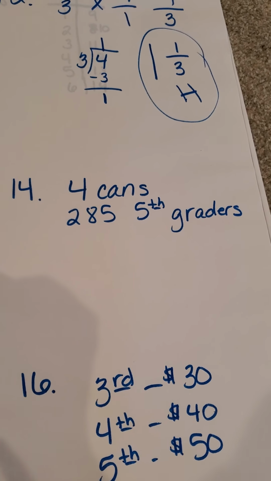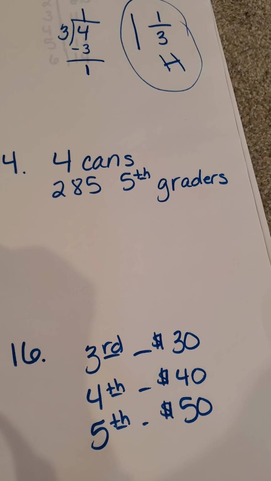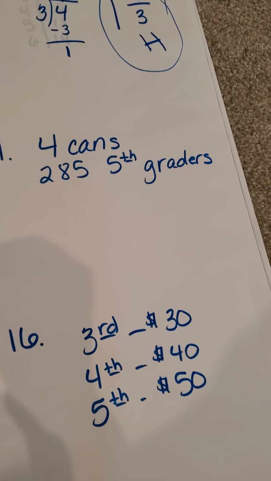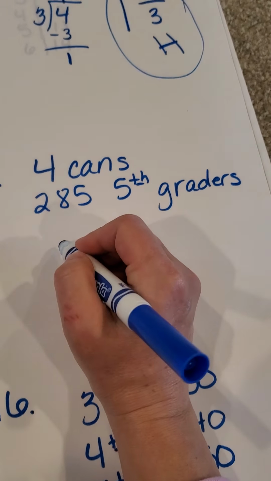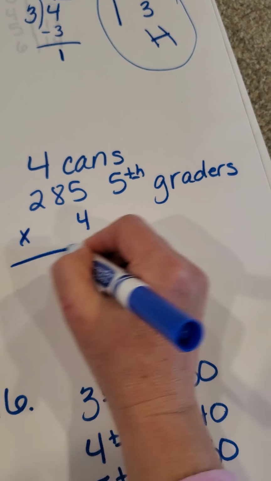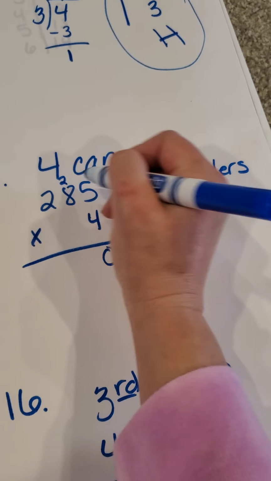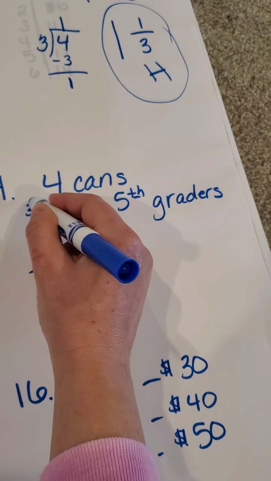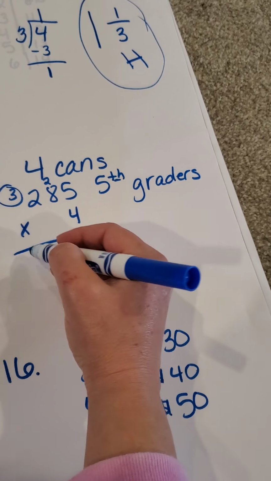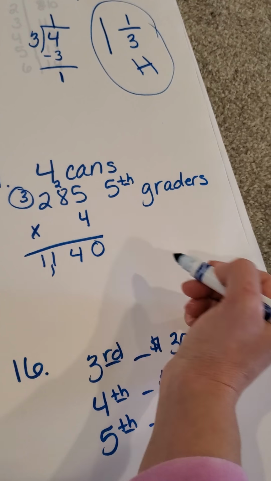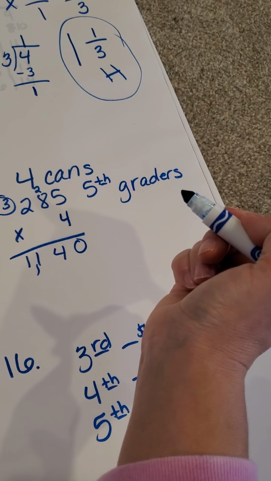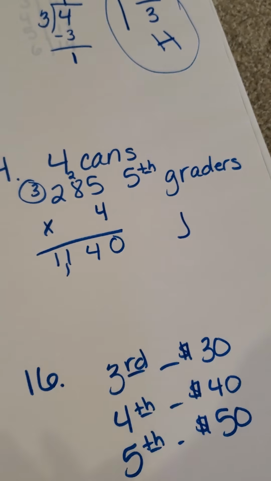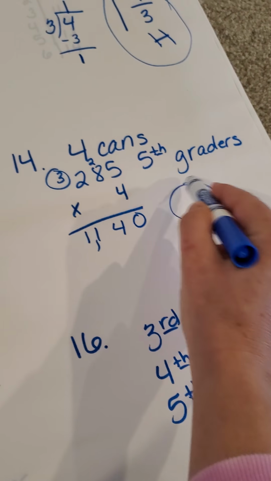Number 14, each student is going to donate 4 cans of food to the food bank, and there's 285 students. So we need to figure out how many cans that's going to be. So you'll take 285 times 4. 4 times 5 is 20. 8 times 4 is 32, plus 2 is 34. 2 times 4 is 8, plus 3 is 11. So they donated 1,140. That is going to be J, because we know when we multiply them together, that is what our answer is.